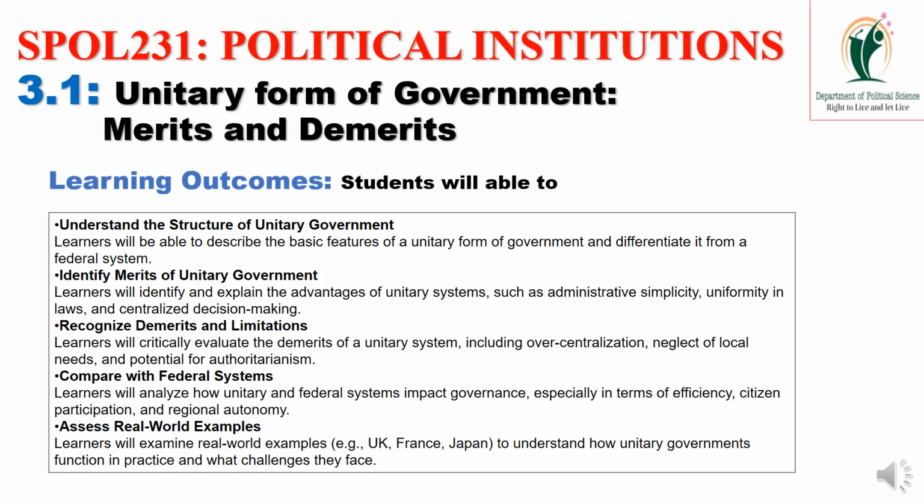Learning outcomes. The first chapter of this unit: Unitary Form of Government, Merits and Demerits. By the end of this chapter, the learner should be able to understand the structure of unitary government, identify merits of unitary government, recognize demerits and limitations, compare with federal systems, and assess real world examples.